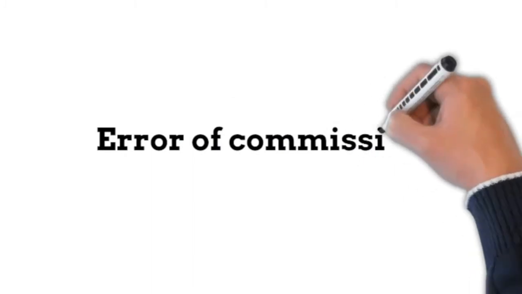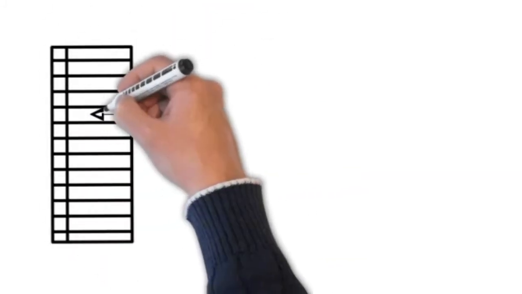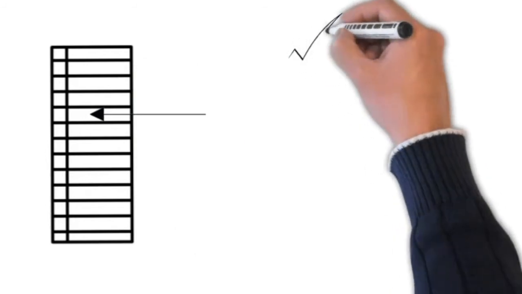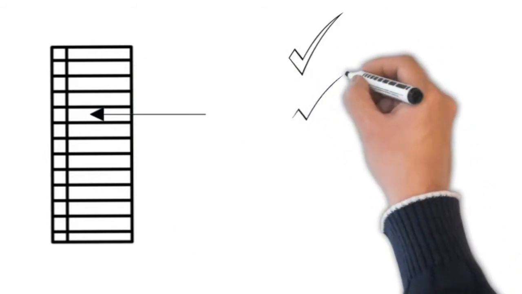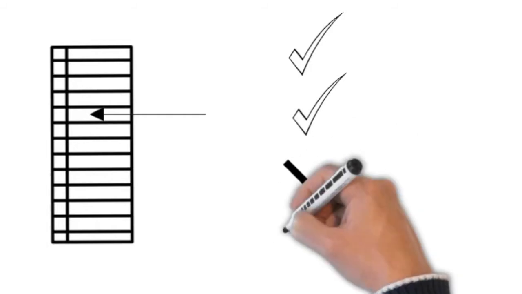Error of commission. This is improperly handling an item by placing it in the incorrect location. The amount you entered is accurate, and you even deposited it into the correct general account, but you used the wrong subaccount.